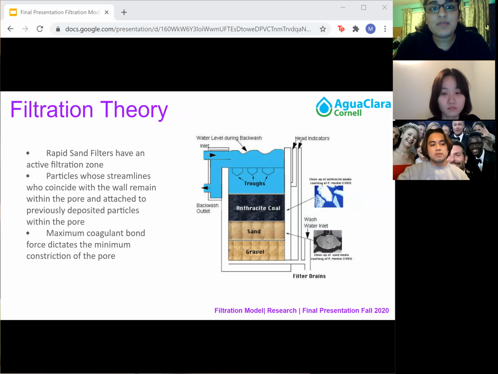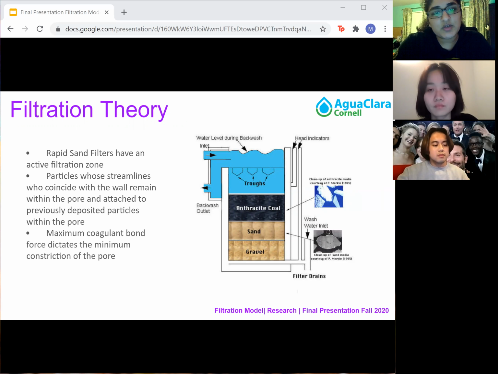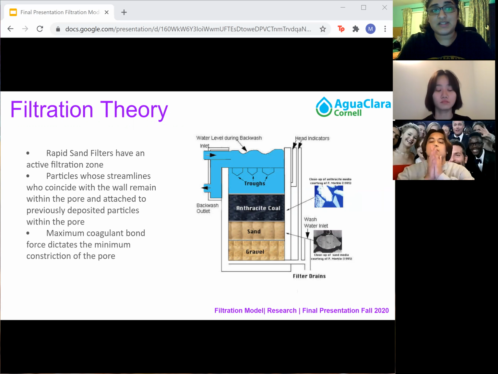We believe that the streamlines of the particles converge and either pass through the minimum constriction of the pore itself or hit the side of the wall and remain on the edge of the constriction site with the wall, attached to other previously deposited particles. After a certain point, the maximum bond force causes the flow constriction to reach a minimum diameter. This causes the accumulation of particles that stop within the pore and move on to the sequential one.